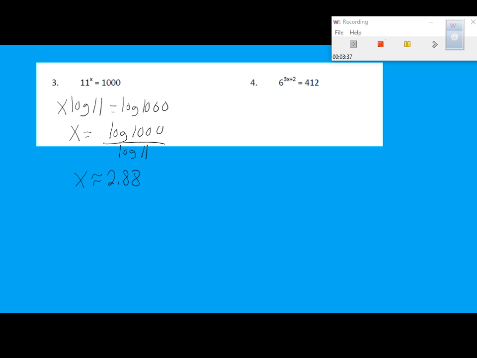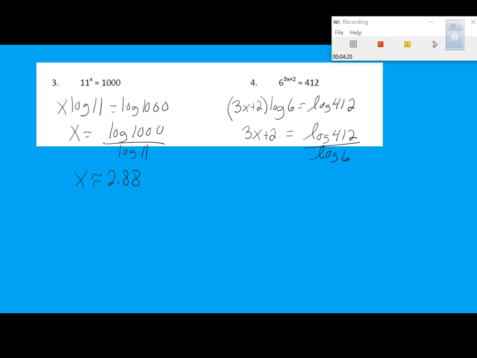Now, number 4 is the same steps, the same principle. I'm going to log both sides, but that 3x plus 2 is going to come down front. So I've got 3x plus 2 times log of 6 equals log of 412. Now to solve this, I need to start getting the x by itself. So I'm going to divide both sides by log of 6. So I've got 3x plus 2 equals log of 412 over log of 6.